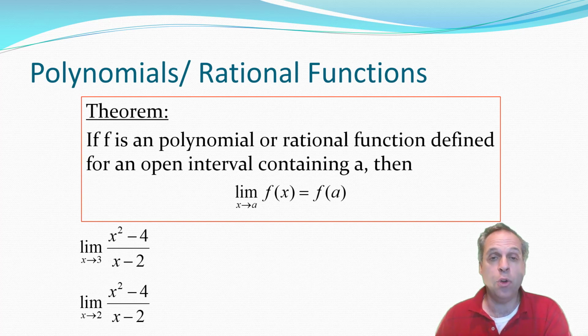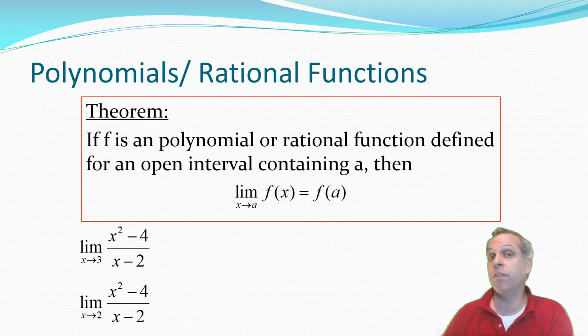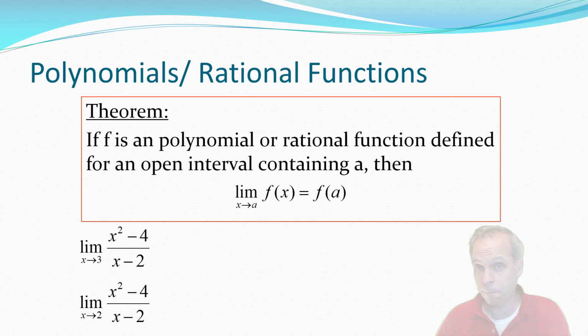So if you have any polynomial or rational function and you have a number in the domain of those functions, then the limit of the function as x approaches that value in the domain is the same as just evaluating the function. Notice that in this case, the limit and the function evaluation both exist and actually are the same value. You have seen in previous cases where that need not be true.